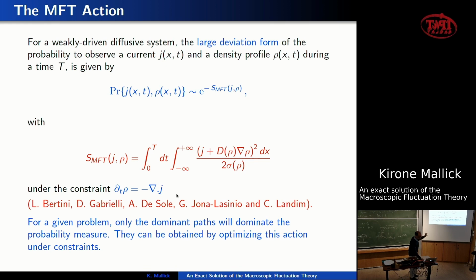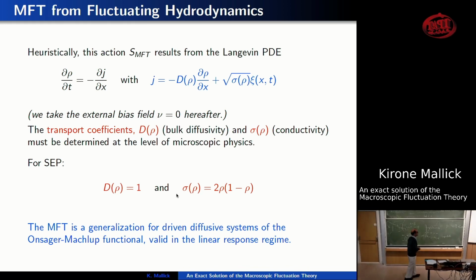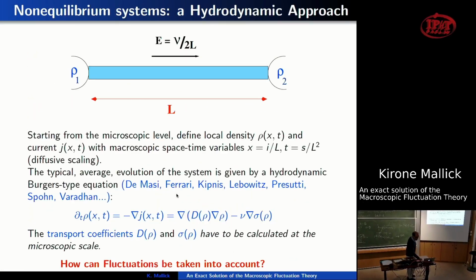Apart from Jona-Lasinio, the other people in this group are mathematical physicists, so they like to write things in this way, which seems cleaner to many people. I personally prefer to say that you start from the hydrodynamic equation I wrote a few minutes ago, and you turn it into a stochastic equation by adding noise to it. Once you have noise in an equation, you can write a path integral, and you will end up with the Roman action.